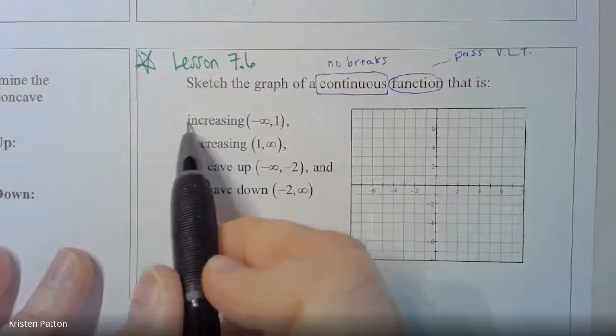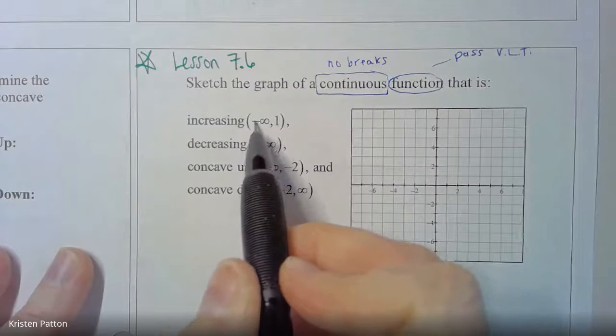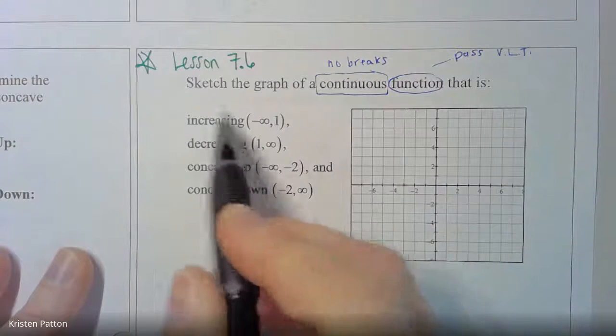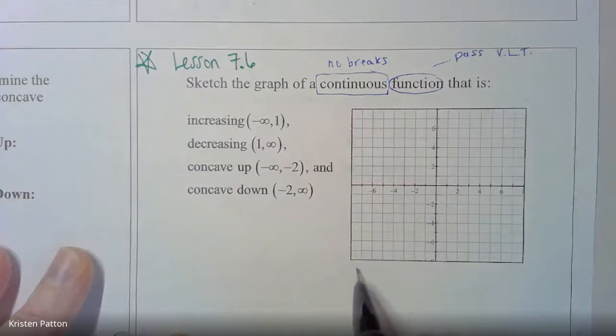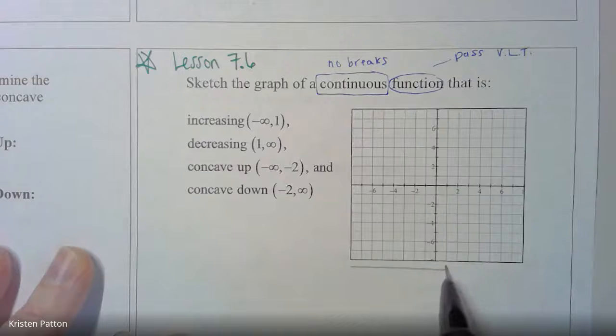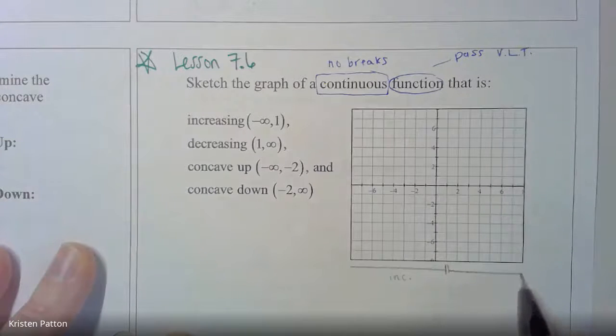They want our graph to be increasing from negative infinity to 1. Remember, this is interval notation. So on the bottom of my graph, from negative infinity to 1, they want me to be increasing. And then decreasing from 1 to infinity.